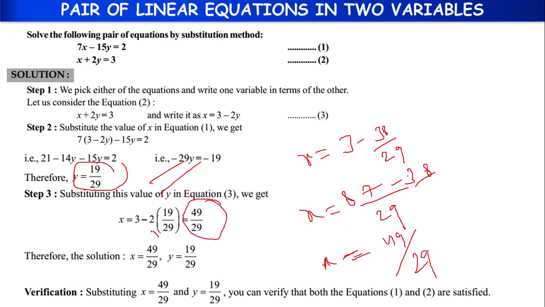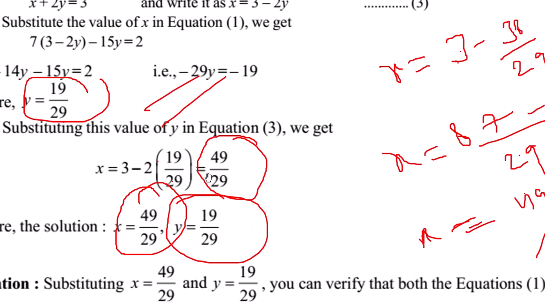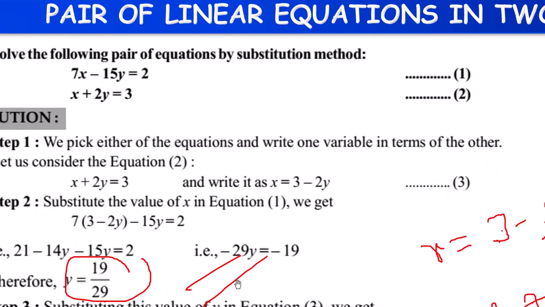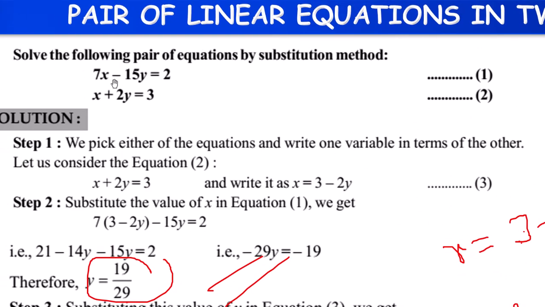So like that, we are able to find x value and y value by using substitution method. If you want to verify, you can substitute x value and y value in the first equation, so that LHS will come 2, RHS is 2. It will be verified. Or you can substitute them in the second equation and verify.